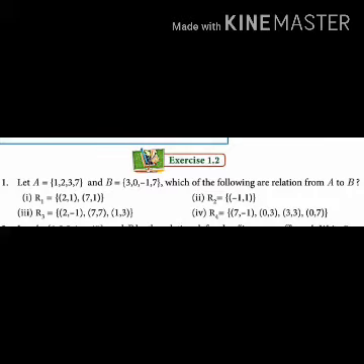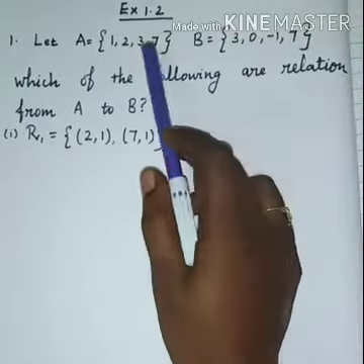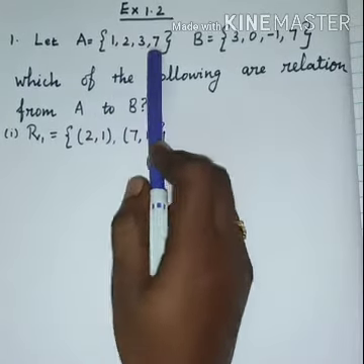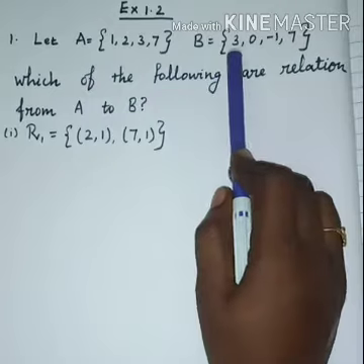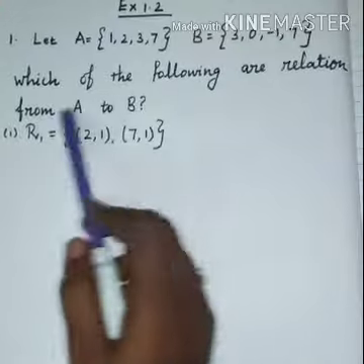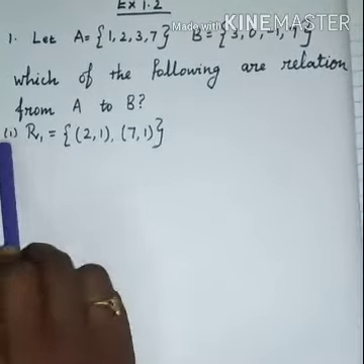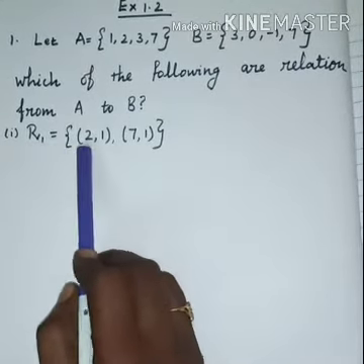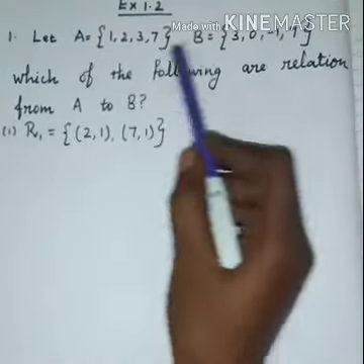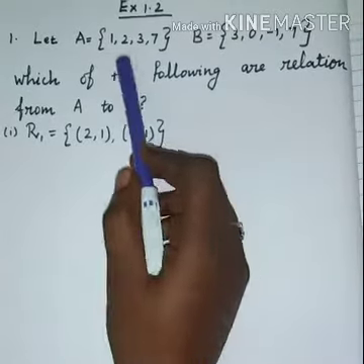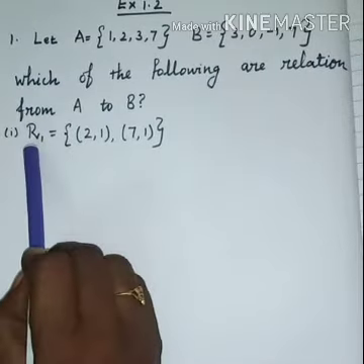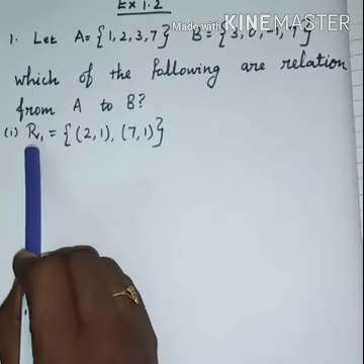Let's start with the first sum. Exercise 1.2, first sum. Let A is equal to {1, 2, 3, 7}, B is equal to {3, 0, -1, 7}. Which of the following are relations from A to B? First subdivision is R1 is equal to {(2, 1), (7, 1)}. Here the sets A and B are given. We have to find whether this R1 is a relation or not.